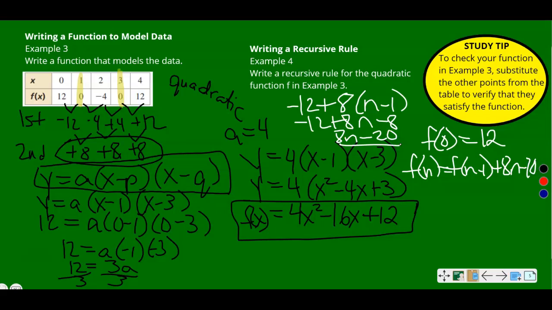But remember, when you're writing a recursive rule, you have to identify that first term. And then this signifies that you're looking at your previous term plus 8n minus 20. That is a 20 there. All right, so f of n minus 1, remember that just is math notation to represent n minus 1, which represents the previous term, not n, but n minus 1, so the one before it.